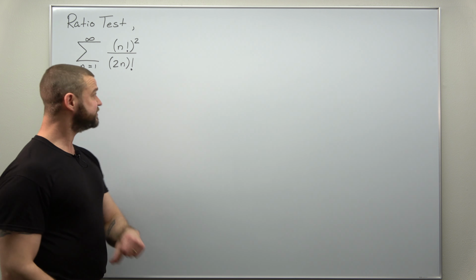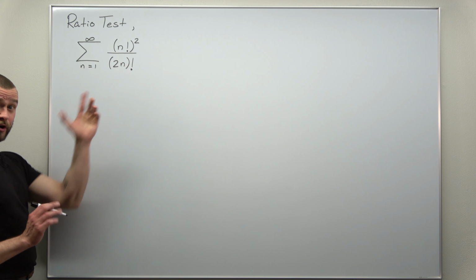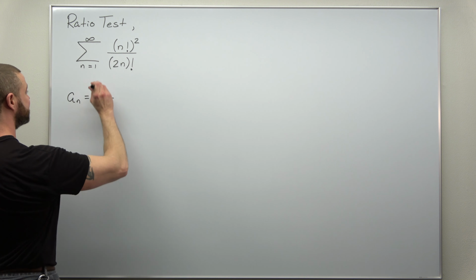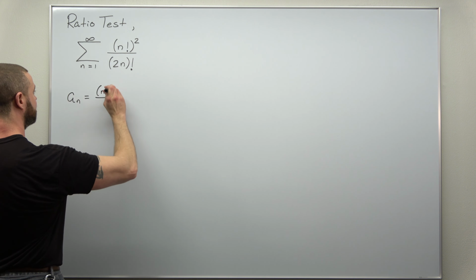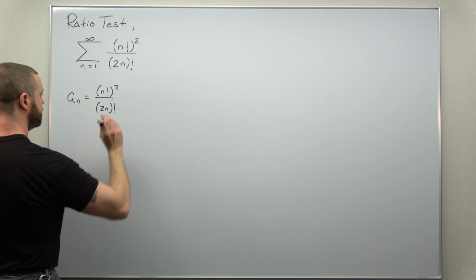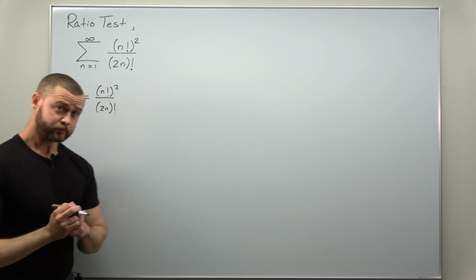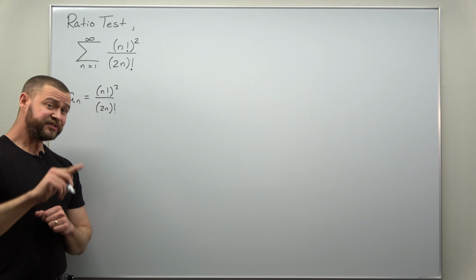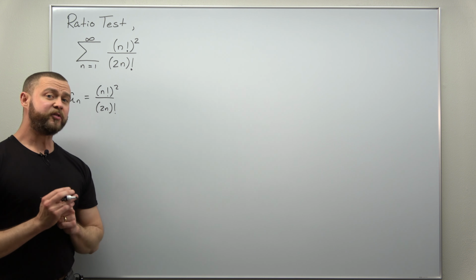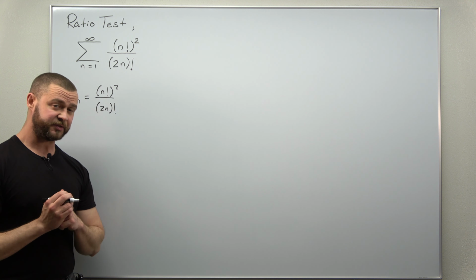Let's take a look at an example applying the ratio test where the term of our infinite series involves a lot of factorials. We're going to identify a sub n first, the entire term of our infinite series. And here that is n factorial squared divided by 2n factorial. And when we calculate a sub n plus 1, replacing all n's with n plus 1, we're going to have to be careful and use lots of parentheses.